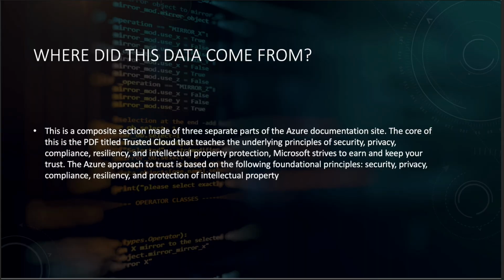So one of the things that's really kind of interesting is, where did this data come from? This is probably the hardest section in terms of trying to find actual competent data on this inside the Microsoft site. So the core of this entire process for security, privacy, and compliance is coming from a PDF titled Trusted Cloud that basically teaches the underlying principles of security, privacy, compliance, and so on, as Microsoft understands it, given their history and track record. So this data comes from that document, and I'll give you the links to that down here at the bottom in terms of the summary.